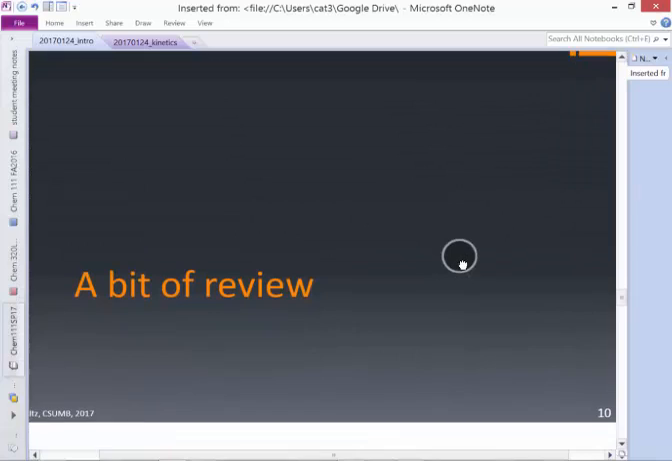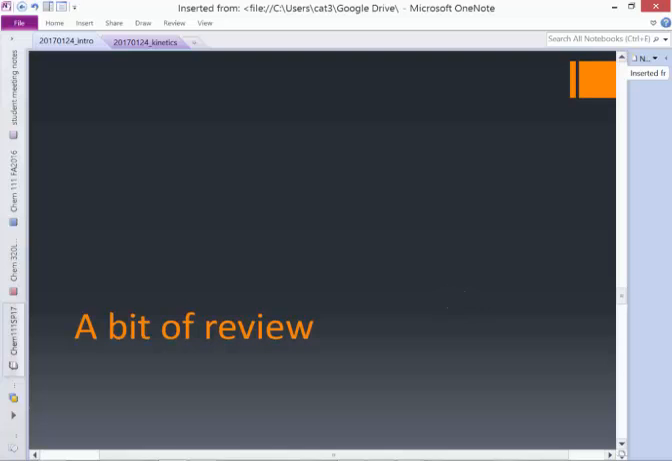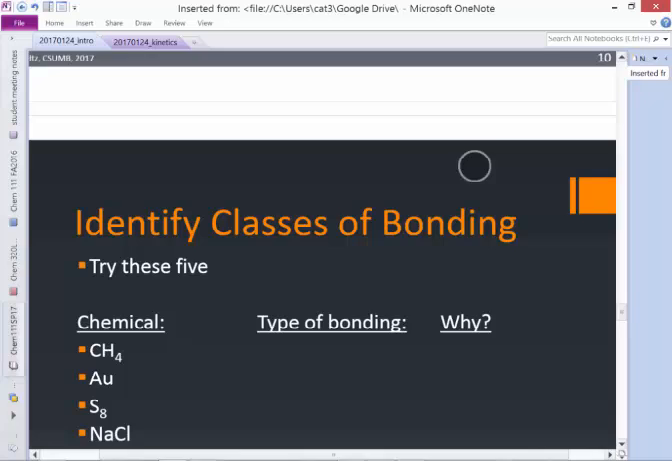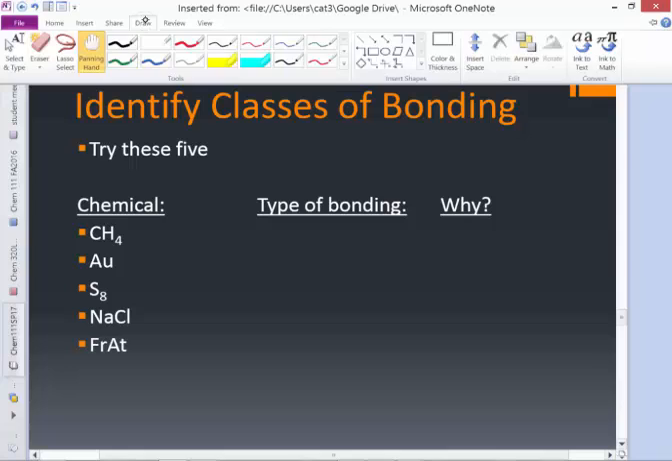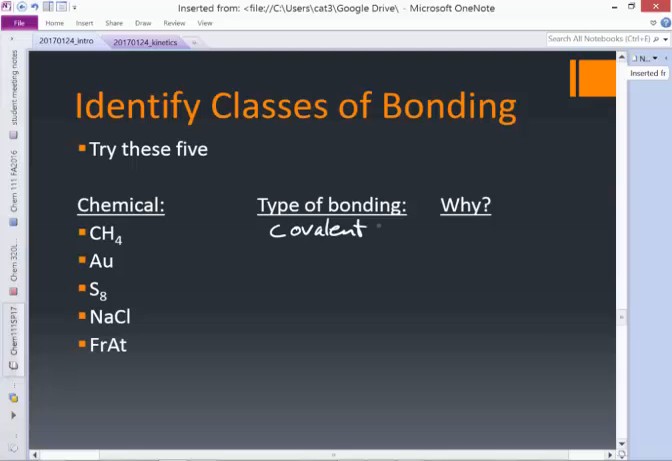Bit of review. This will not be on an exam in and of itself, but a lot of this will be used in what we do, so we want to make sure we're all more or less up to speed. Identify the classes of bonding in these. I'll do the first one. CH4 has covalent bonds because of similar electronegativity between the two elements. Need way more space for this, but you get the idea. Gold, S8, and so on.